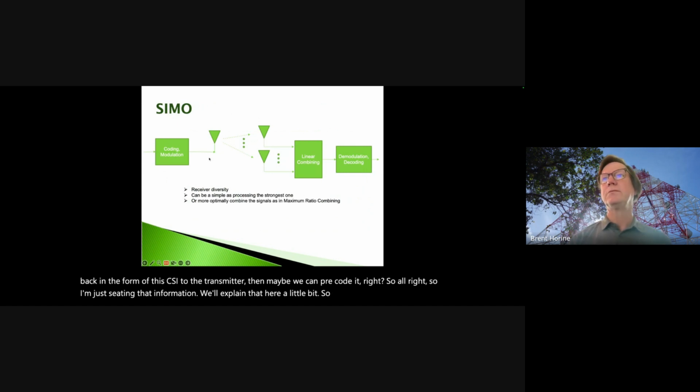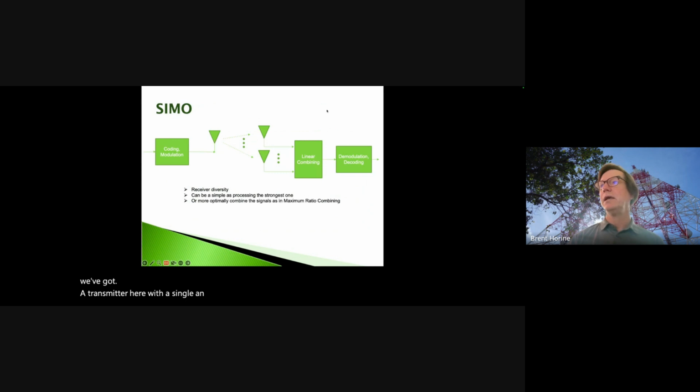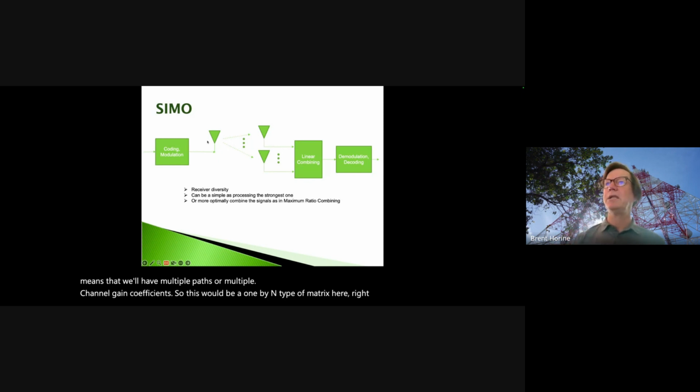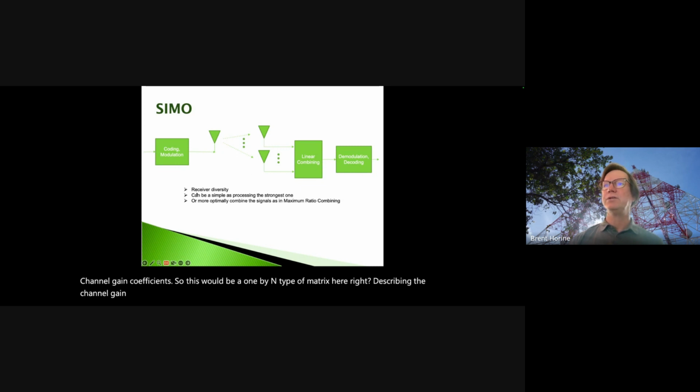So here's a SIMO situation. We've got a transmitter here with a single antenna and a single receiver with multiple antennas, right? So that means that we'll have multiple paths or multiple channel gain coefficients. So this would be a 1 by n type of matrix here, right? Describing the channel gain of each of these, right? So we call this receiver diversity because our receiver is the one with multiple antennas and it's probing the space.